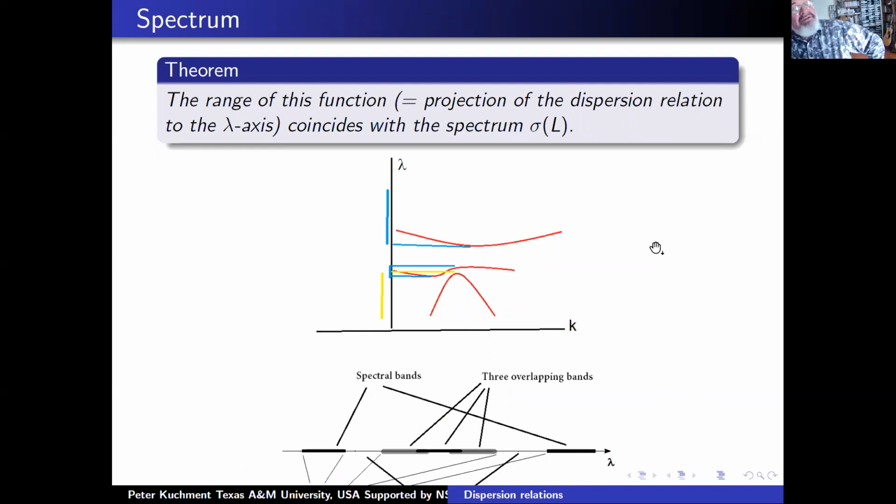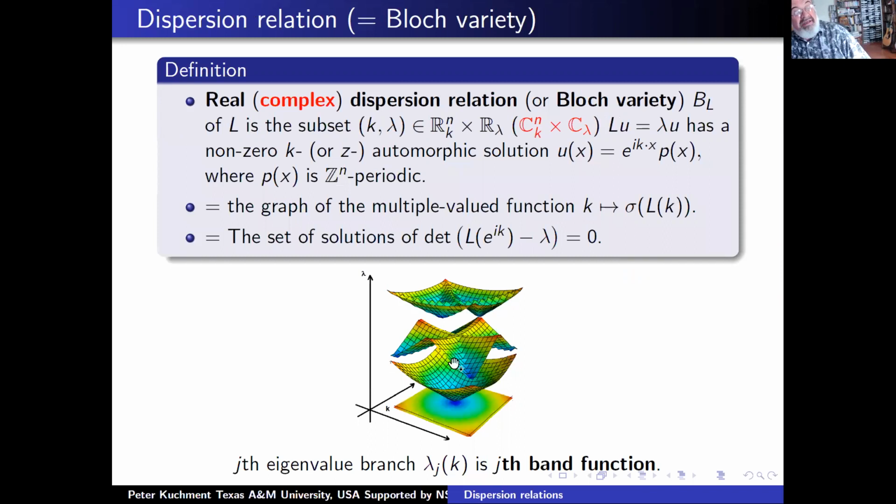Now, the well-known thing is that the range of this function is the spectrum of your original operator. The original operator didn't know anything about automorphic functions. It was an operator in L2 on the whole infinite graph. And in this picture, if you project this dispersion relation on the lambda axis, you will have the spectrum of your original operator. And that's why it's a very useful tool in such problems, and that's why physicists love it. Since when you project, you get continuous spectrum, but for each K you have discrete spectrum.